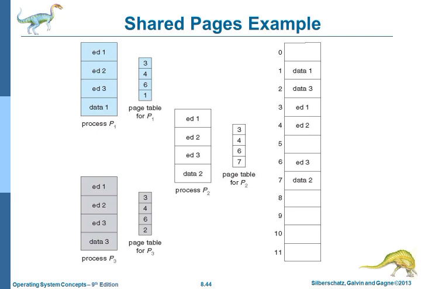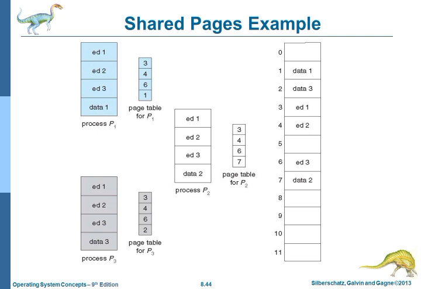Reentrant code is non-self-modifying code. It never changes during execution. Thus, 2 or more processes can execute the same code at the same time. Each process has its own copy of registers and data storage to hold the data for the process execution. The data for 2 different processes will, of course, be different. Only one copy of the editor needs to be kept in physical memory.